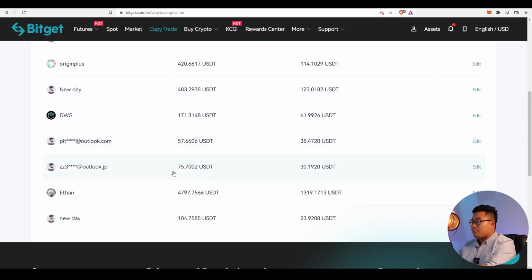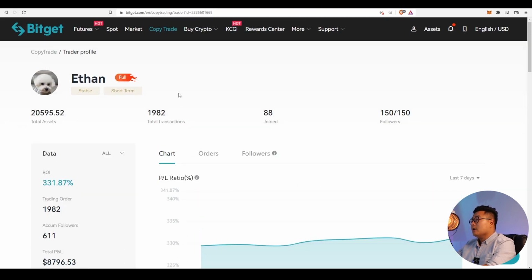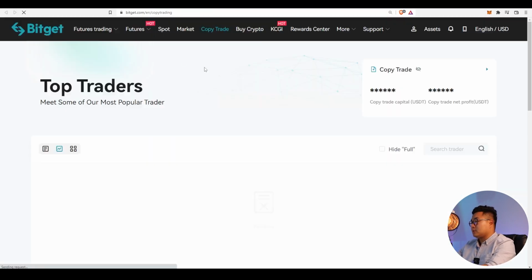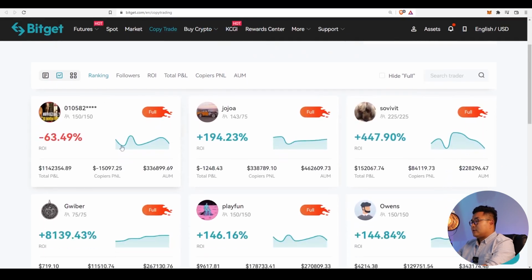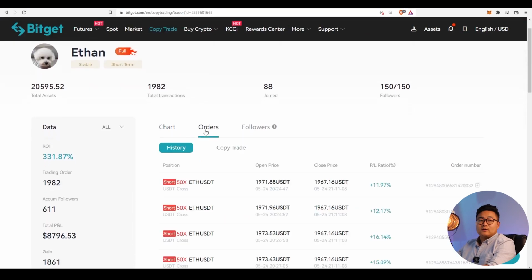The best thing to do is go and look at your trader, right? You will see this kind of profile when you choose to trade or copy a particular trader. There are so many out there, and you'll click on one of them, and that's the profile you're going to get. What you need to do is go to their order section, right? That will tell you so much more of a story than anything else.